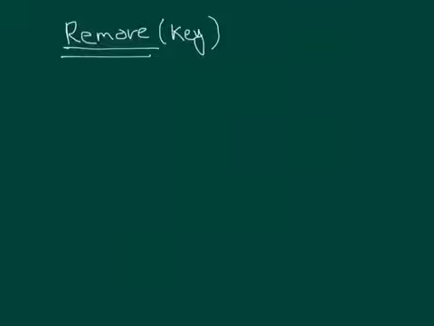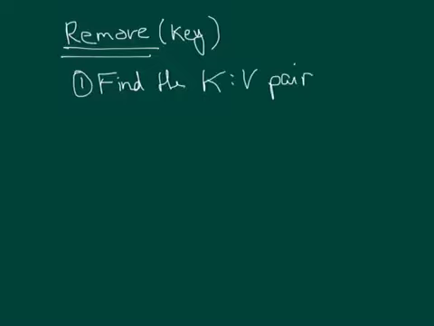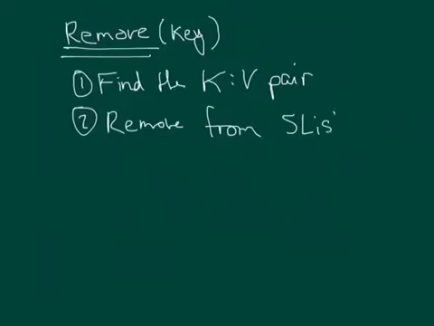So the next question is, what about remove? Remove also works the same way. You have some key. Most of the time they will just give you the key, and you want to do literally the same thing as find. So you want to find the key-value pair, and then just remove it from the S list, if it's there. If it's not there, just return null or whatever.